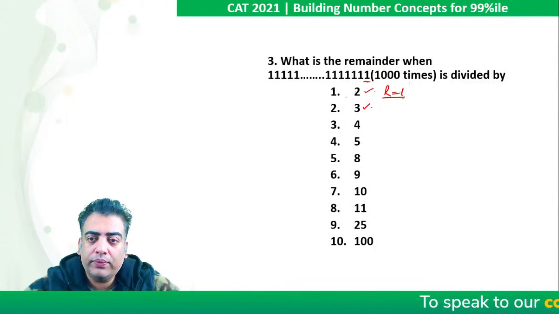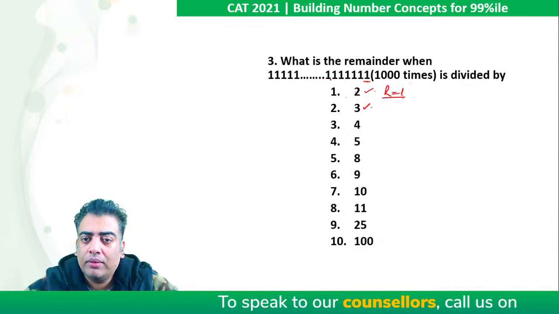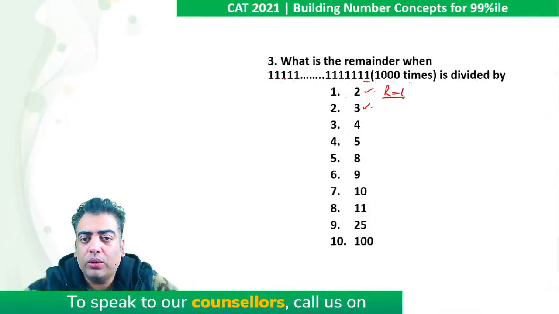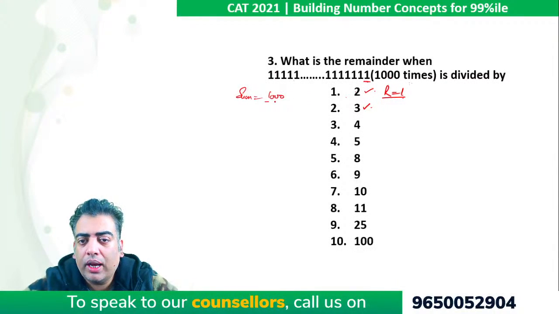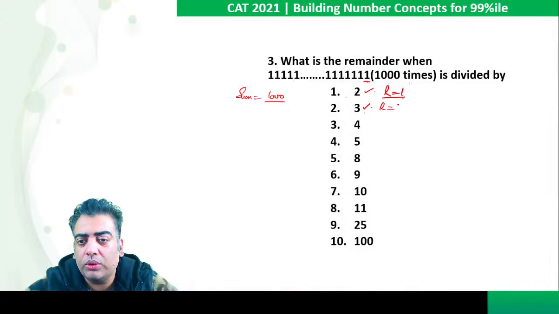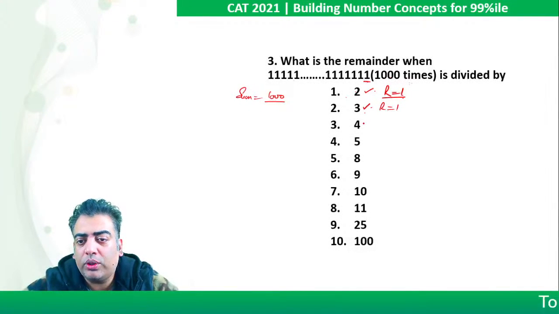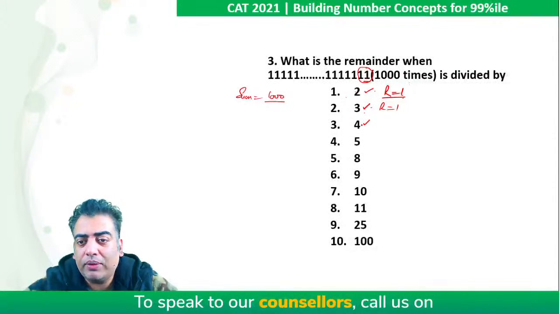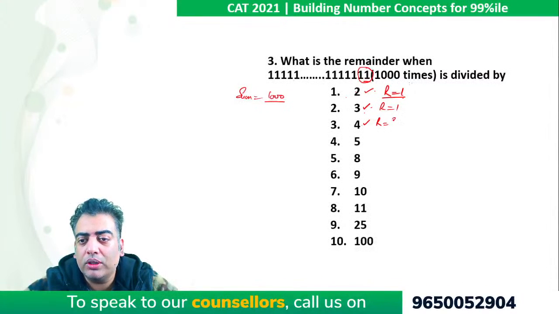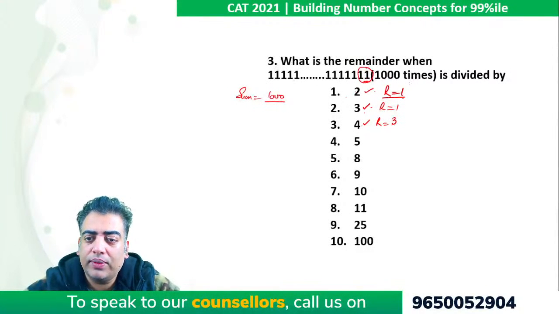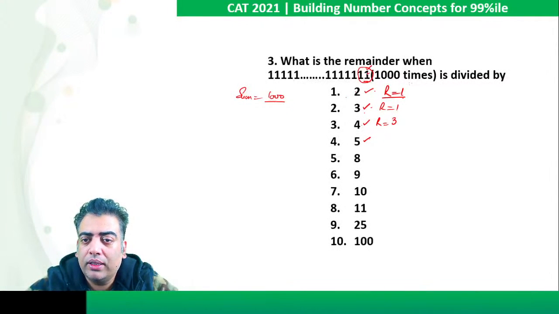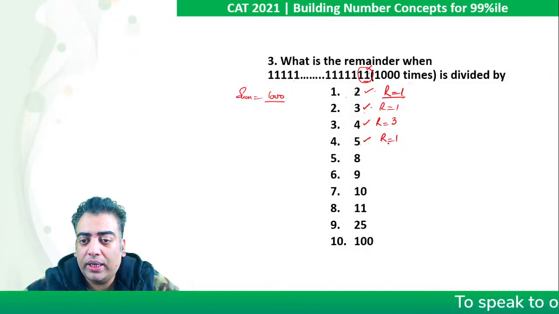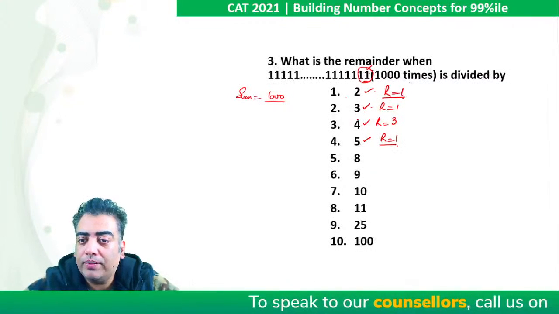So in case of 3, we need to add all the digits. Because 1 is written 1000 times, if you add 1 a thousand times, the sum comes out to be 1000 itself. And 1000 divided by 3, the remainder comes out to be 1. So when we have to divide it by 4, we will divide the last 2 digits only. 11 divided by 4, the remainder comes out to be 3 because 4 2s are 8, 8 plus 3 is 11, so remainder is 3. When we divide by 5, only units place is to be divided. So 1 divided by 5, the remainder comes out to be 1.